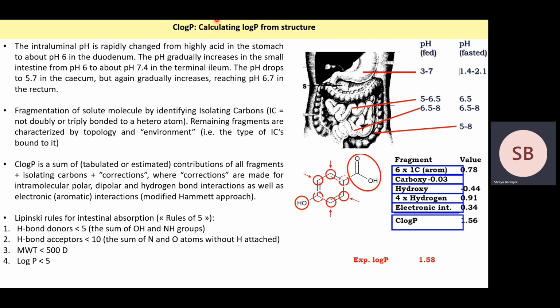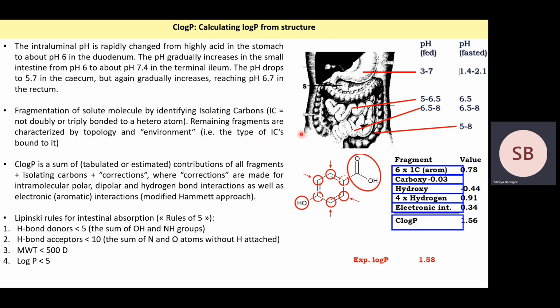Now, there is a term called clog P, which can be calculated for a particular ligand or structure. So what is done is that for this ligand molecule, the isolating carbons or IC are determined, which are the carbons that are not doubly or triply bonded to a heteroatom. So in this particular case, there are 6 such IC. So as you can see, this carbon is doubly bonded to a heteroatom, so it's not counted. So there are 6 IC, and they will have a certain contribution numerical value.